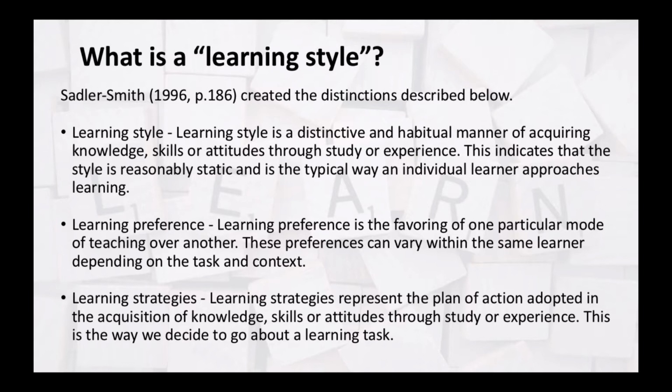In an attempt to clarify the ambiguity in various aspects of the phenomena, Sadler-Smith created the following distinctions. Learning style: a distinctive and habitual manner of acquiring knowledge, skills, or attitudes through study or experience. This indicates that the style is reasonably static and is the typical way an individual learner approaches learning. Learning preference: the favoring of one particular mode of learning over another. These preferences can vary within the same learner depending on the task and the context. Learning strategies: the plan of action adopted in the acquisition of knowledge, skills, or attitudes through study or experience. This is the way we decide to go about learning a task.